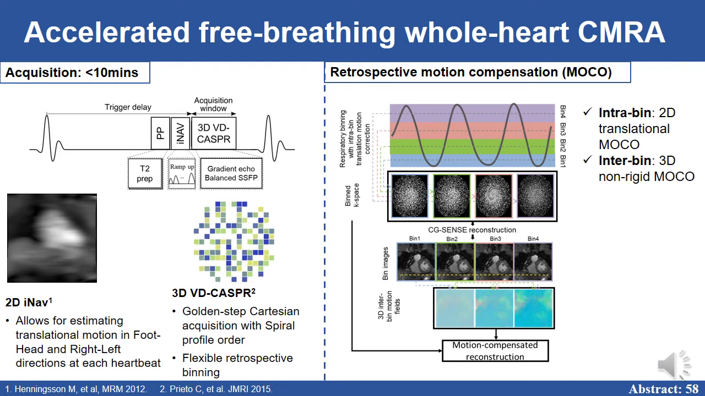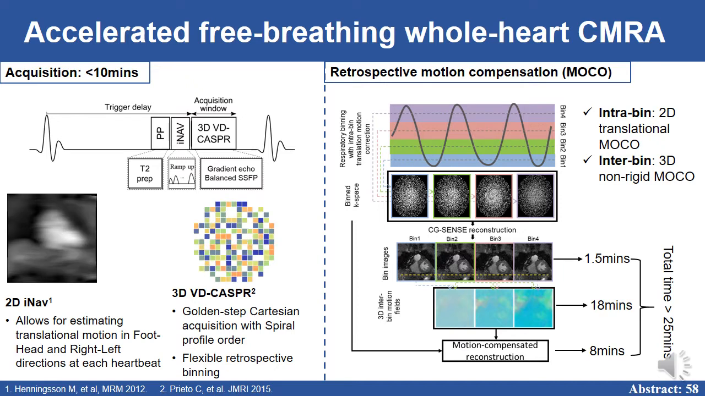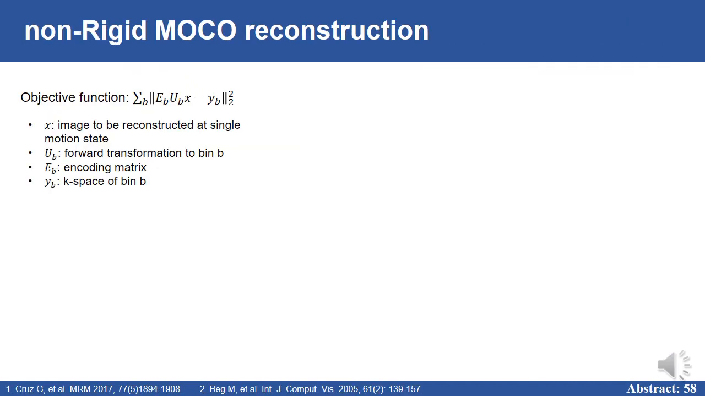After intra-beam 2D translational motion correction and beam images reconstruction, the beam-to-beam 3D non-rigid motion is estimated, followed by the motion-compensated reconstruction. However, the whole MOCO framework may be time-consuming, especially the beam-to-beam non-rigid registration step. Here, I'm going to introduce some details of the non-rigid MOCO reconstruction.